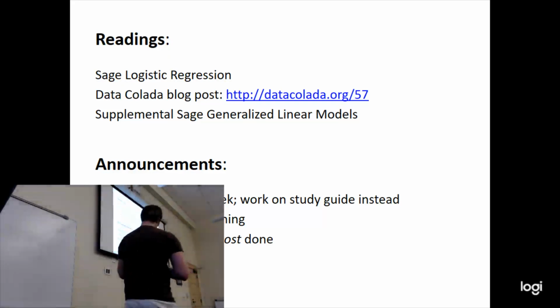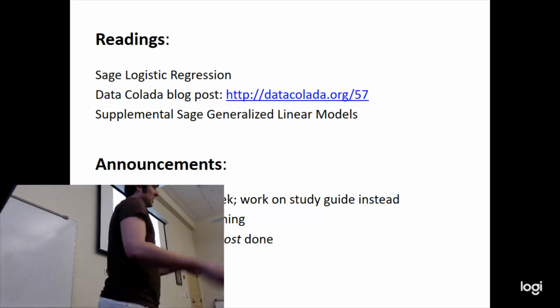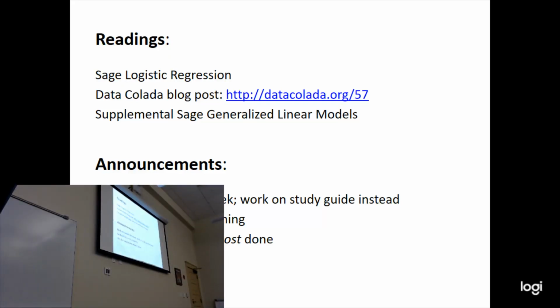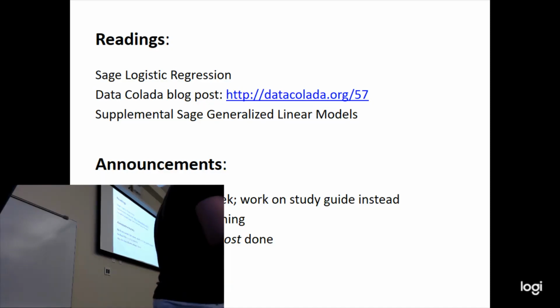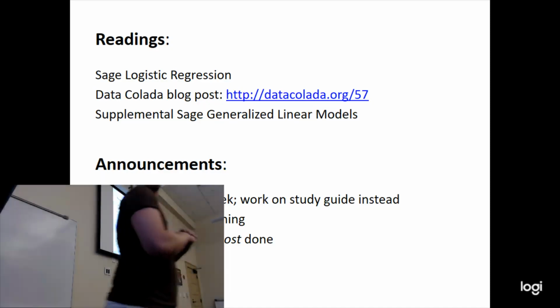I promised to have the key done by yesterday. I spent time working on the study guide, and it's almost done, but not quite. So it should go up later today, but sorry about that, my bad. You'll have that available to help your studying as well.